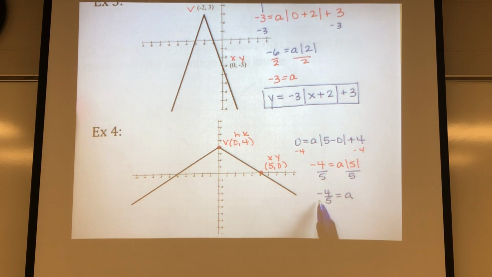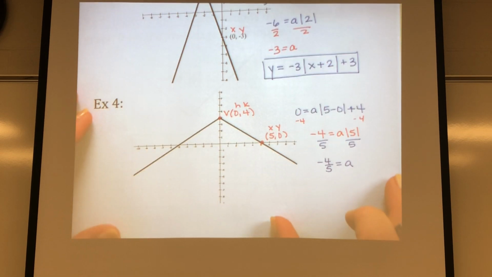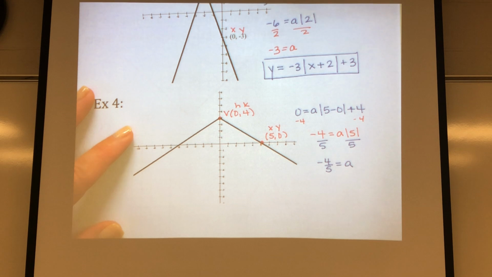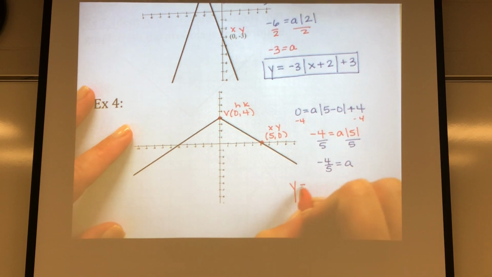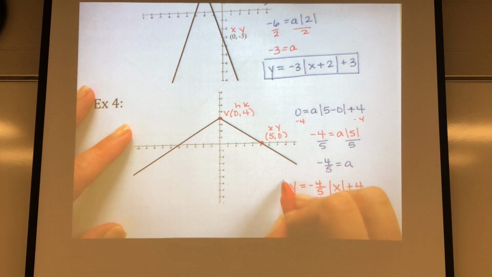And I'm going to look at my picture and see if that makes sense. First of all, should it be a negative? Well, yes, because it's opening down. 4/5 is less than 1, so that means it should be wider, and this one is wider. So all of that makes sense. Now I want to take that and put it back into the equation. I have -4/5 for my a value. It would be x minus 0, which would just be an x. No need to put the -0, plus 4.